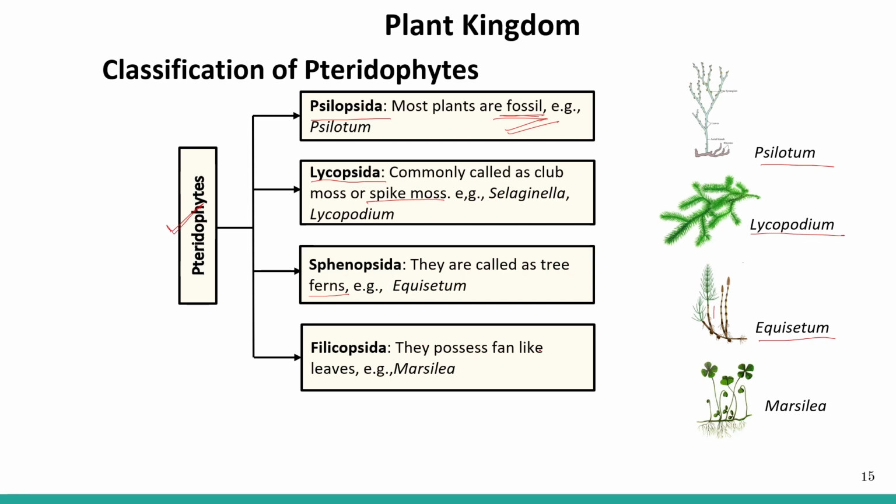Filicopsida, they possess fan-like leaves. Now here you can see the leaves are fan-like structures. Example is Marsilea. So four different types of pteridophytes, namely Psilopsida, Lycopsida, Sphenopsida and Filicopsida.